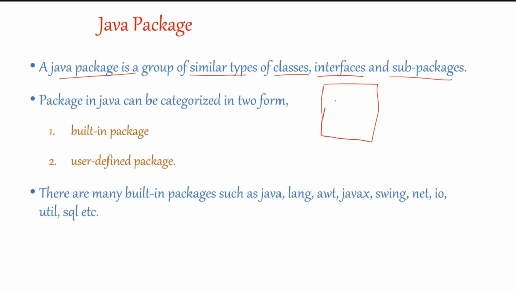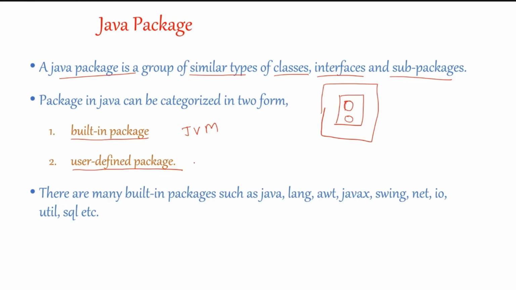So sub packages, what is a sub package? A package can contain a small package also, and in this small package you can have some classes. There are two ways to understand the packages. First is called built-in package, and other is called user-defined package. Can you recall this? We have learned built-in data type. So built-in data type is given by Java, by JVM, or you can say the Java compiler. That means the JRE I'm talking about, Java runtime environment.